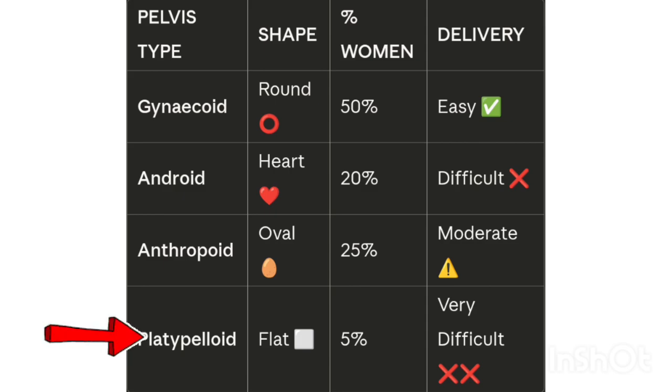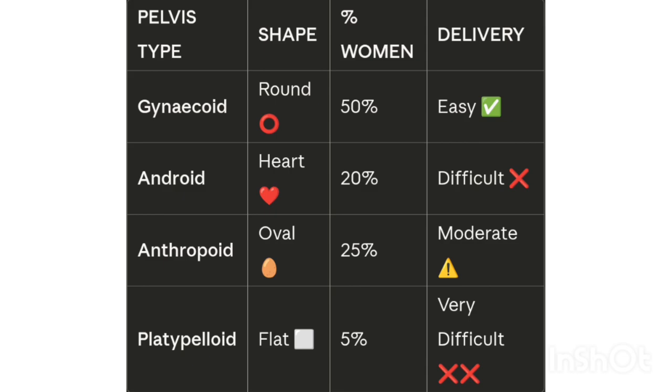It's the rarest type of pelvis. You understand? So it is very difficult. Sometimes some females might have this kind of pelvis, and such persons might have to resort to a Cesarean section to help in the process of child delivery. You understand?